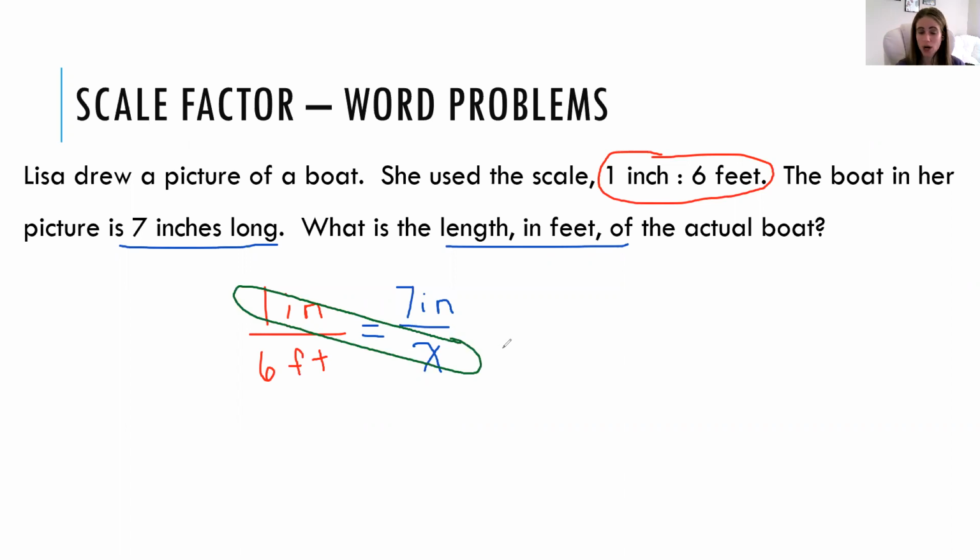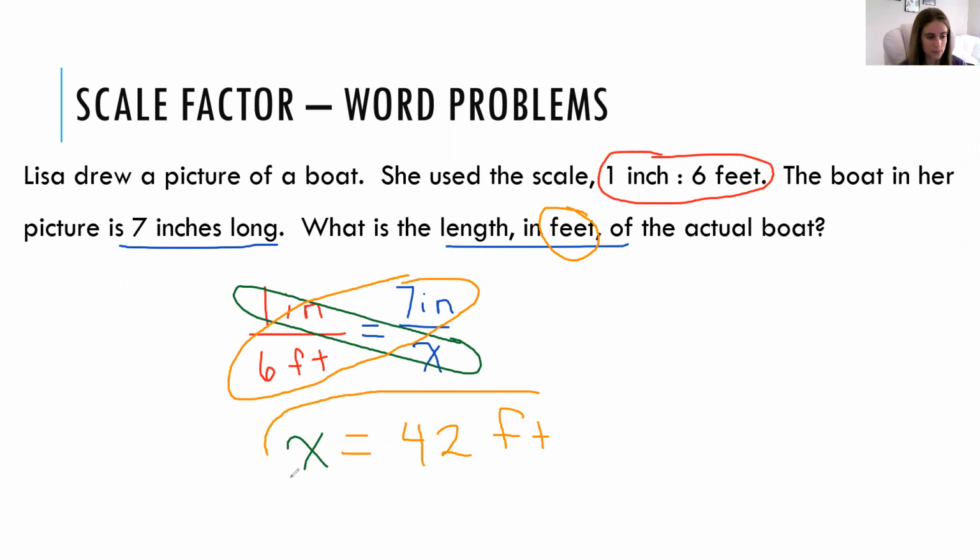Here we multiply 1 inch times x. Well, 1 times anything is itself. So 1 times x is just x. Then that is set equal to multiplying the other cross. 6 times 7 would be what? Hopefully you said 42. That means our boat is 42 feet in length.